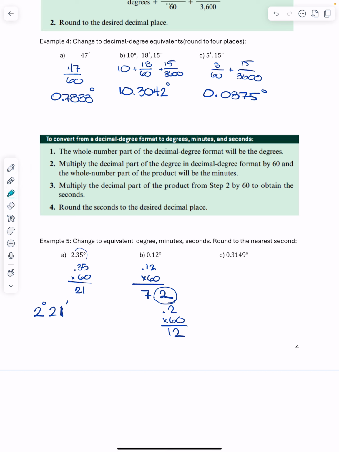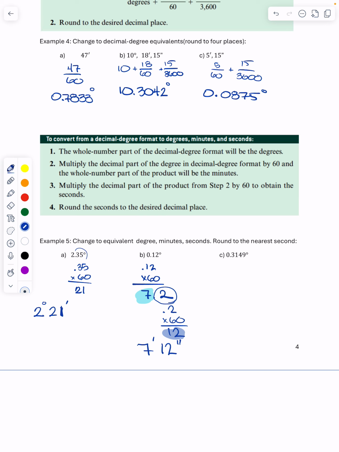So my whole number part here is my minutes plus my whole number part here is my seconds. Yeah, I shouldn't write it the way I just did. Again, 0 degrees, because we did not have any degrees to begin with.